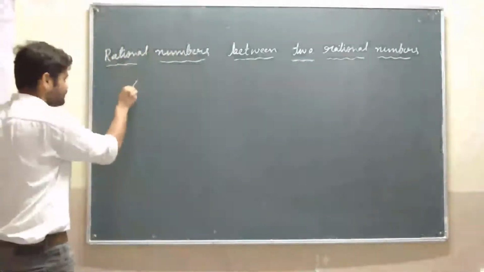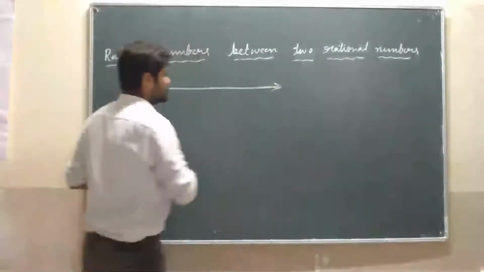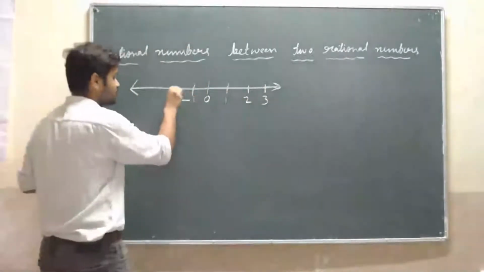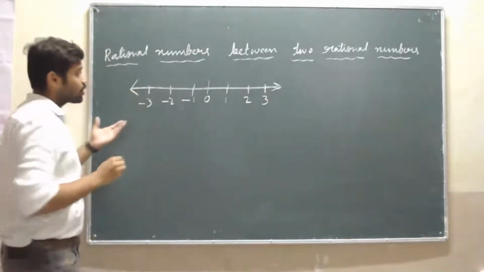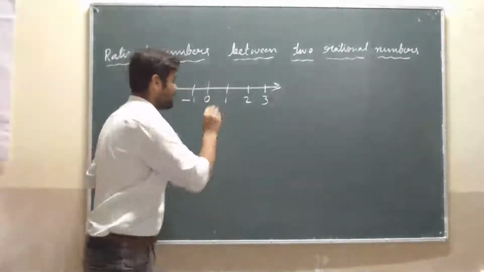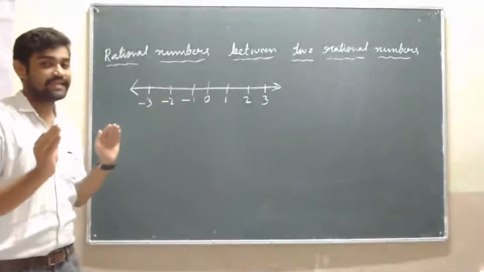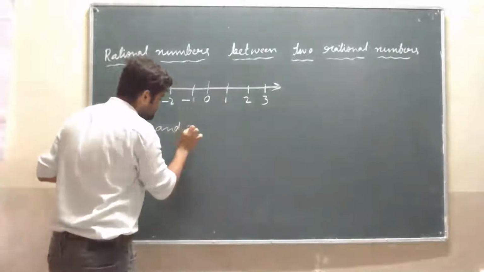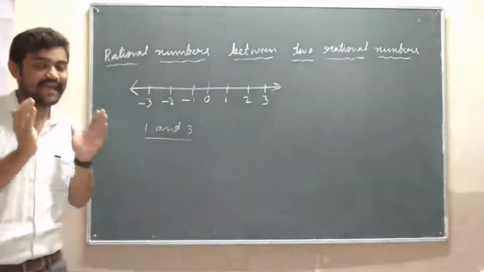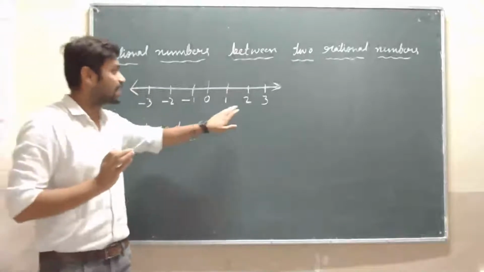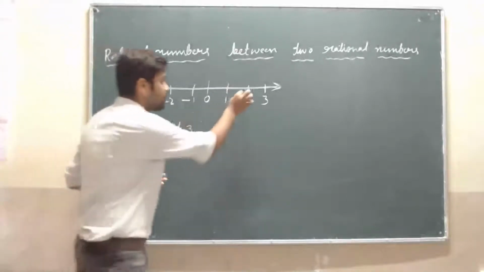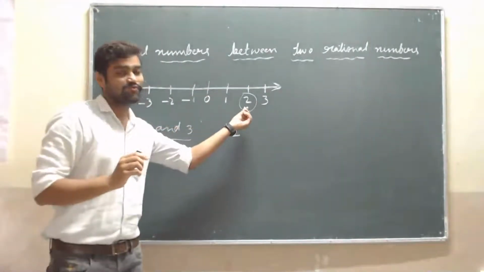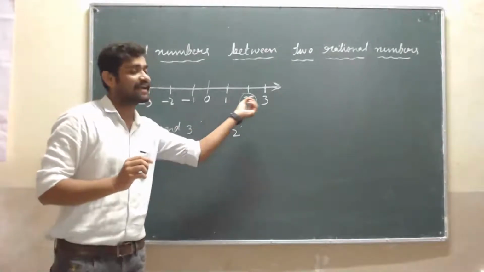Before that, can you tell me, 1, 2, 3, -1, -2, and -3. And you all know about this number line. Okay, can you tell me how many natural numbers exist between 1 and 3? Simple, that is only one number, that is 2. Only 2 will exist between two natural numbers, that is 1 and 3.